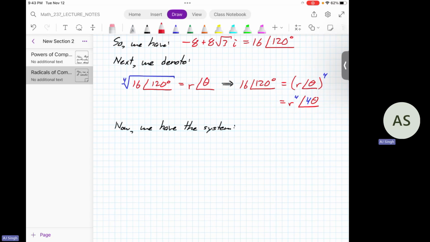So I can equate the modulus. R to the 4 should be 16. And I can equate the angles. 4 theta should be 120 degrees. So again, this yellow stuff are these guys together. And this blue stuff are these two guys together.